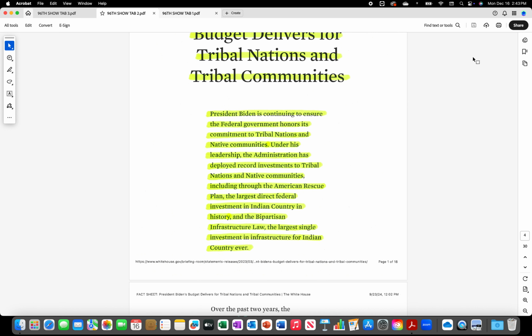Under his leadership, the administration has deployed record investments to tribal nations.